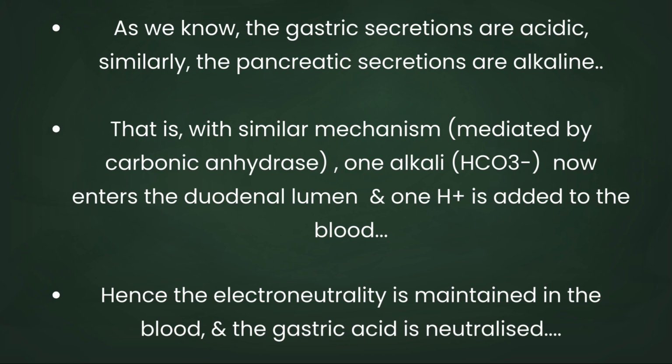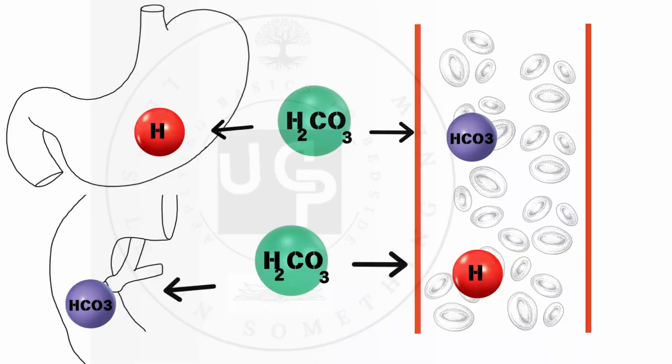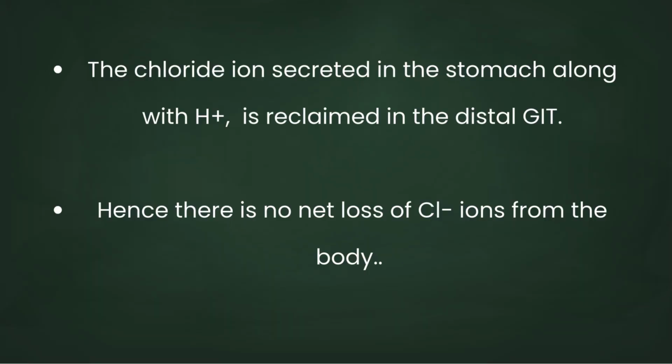As the gastric juice is acidic in nature, the pancreatic juice is alkaline. That is, one bicarbonate ion enters the duodenal lumen and one H plus is added to the blood, which balances the extra bicarbonate ion that was added from the gastric parietal cell, thereby maintaining electroneutrality. The chloride ion that was secreted into the gastric lumen is reabsorbed from the distal GIT, hence there is no net loss of chloride from the body.